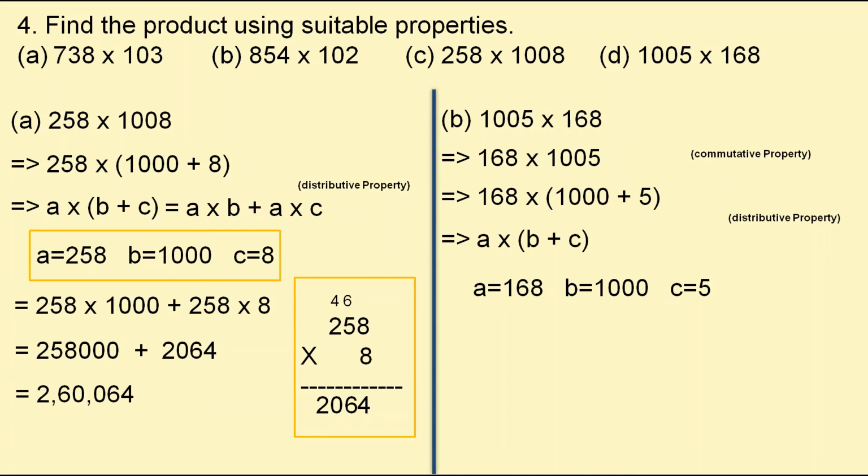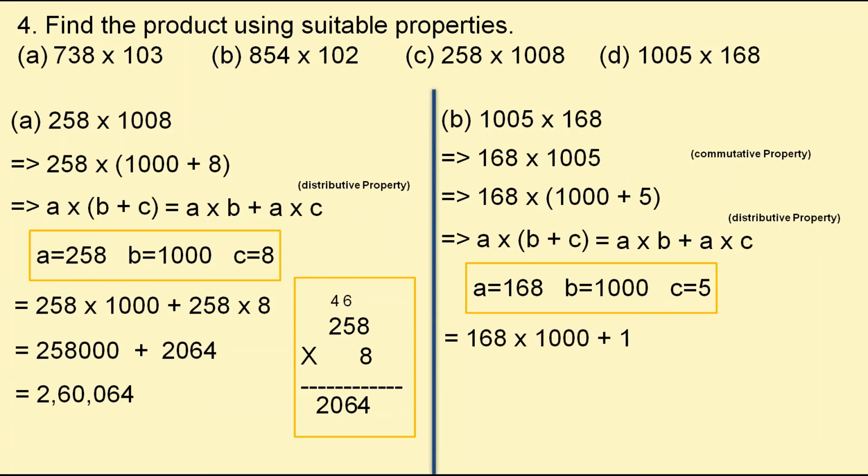is equal to 5. Now let's put these values in the second part of the distributive property, that is A into B plus A into C. So let's write the 168 into 1000 plus 168 into 5. So 168 into 1000 is equal to 1,68,000. Now let's find 168 into 5.